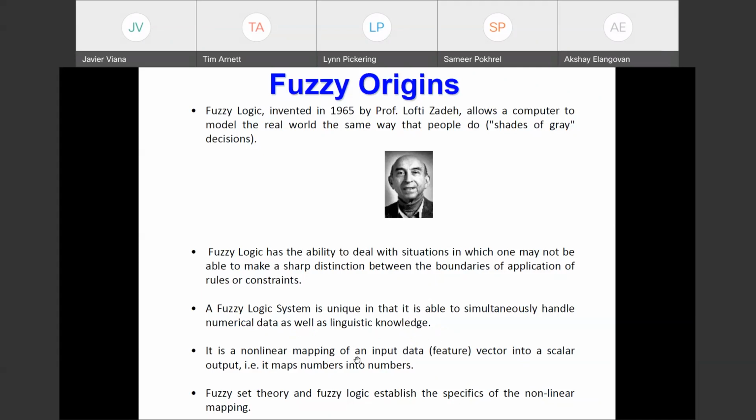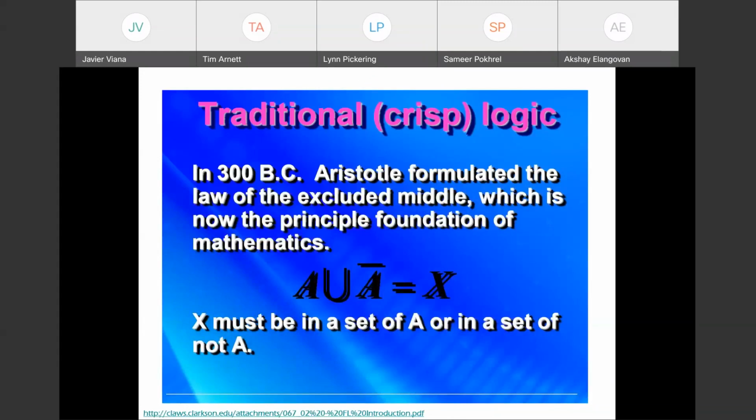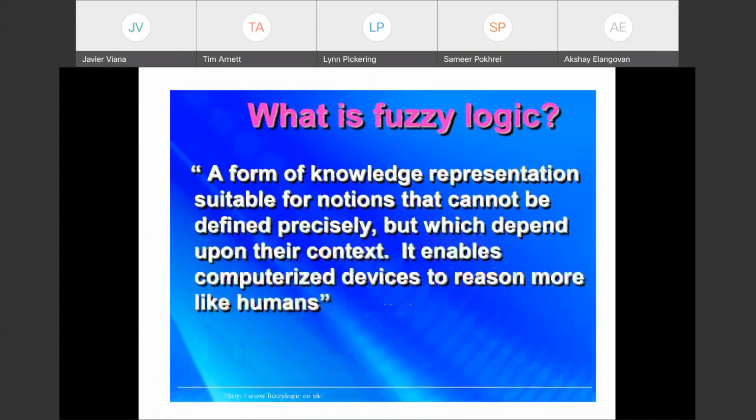It is a nonlinear mapping from input data to output. So it's still mapping numbers into numbers. You can represent things linguistically in between, but you're still taking input values and mapping them to output values, typically in the real space, but what that represents is this is a function. Fuzzy systems are functions. And fuzzy set theory and fuzzy logic establish the specifics of these nonlinear mappings. So traditional crisp logic, we've already talked about this.